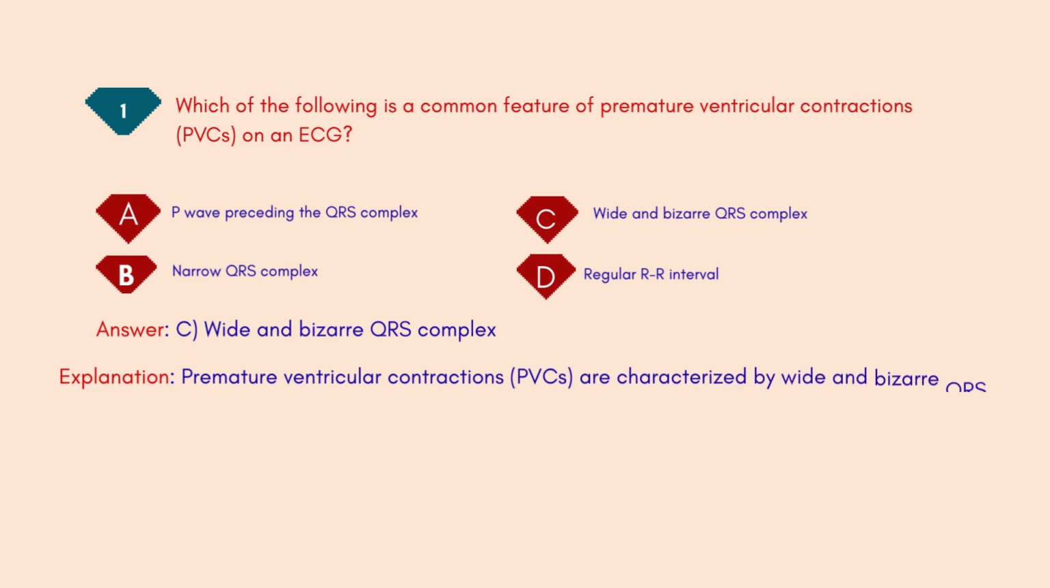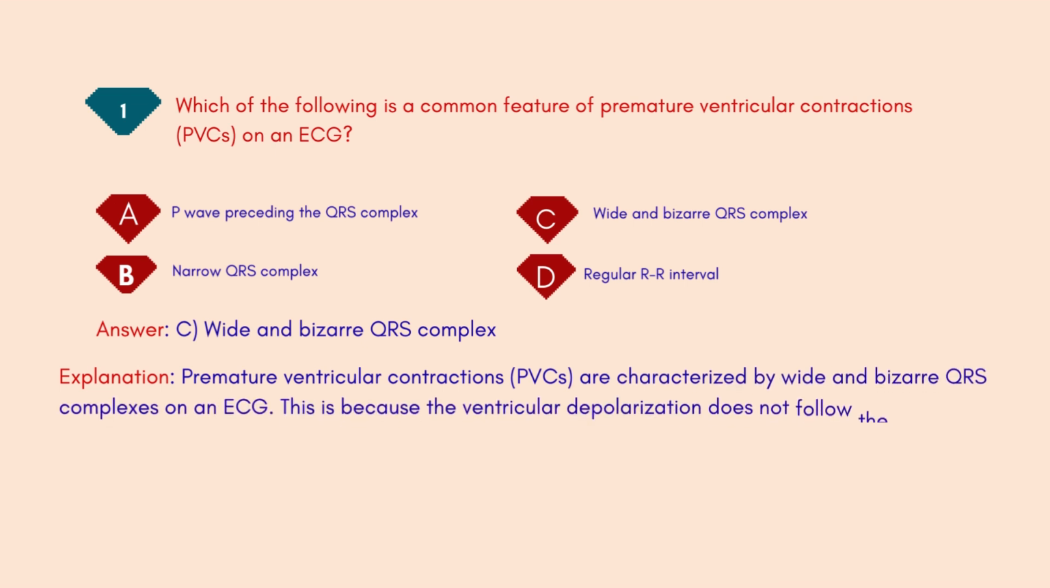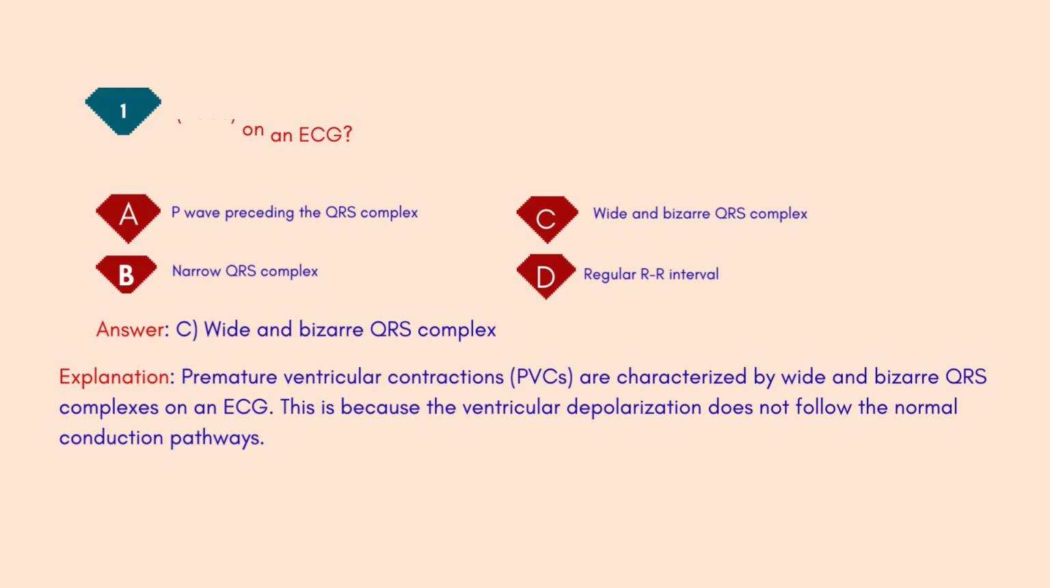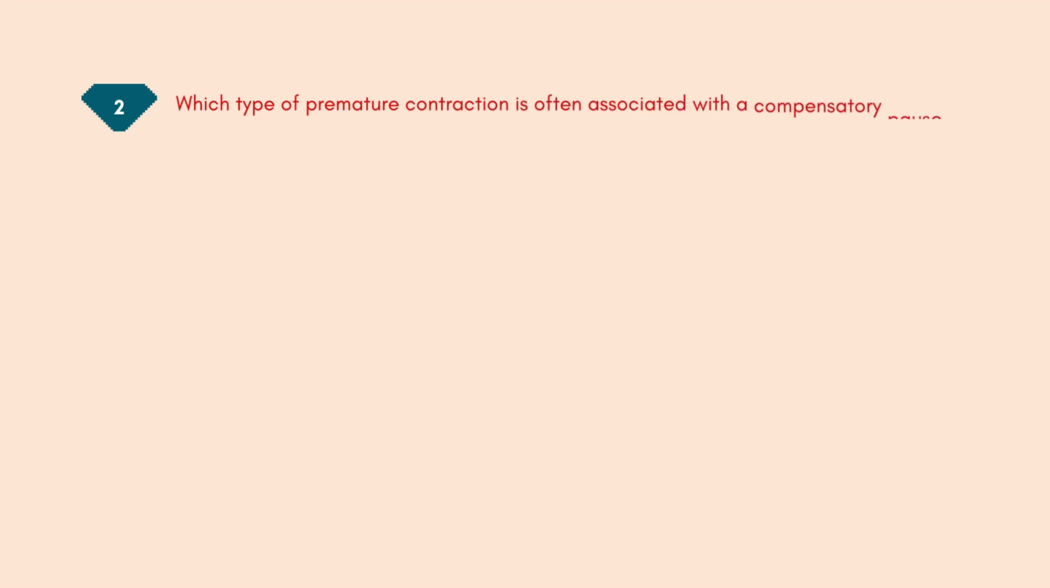Explanation: Premature ventricular contractions, PVCs, are characterized by wide and bizarre QRS complexes on an ECG. This is because the ventricular depolarization does not follow the normal conduction pathways. Which type of premature contraction is often associated with a compensatory pause following the ectopic beat?